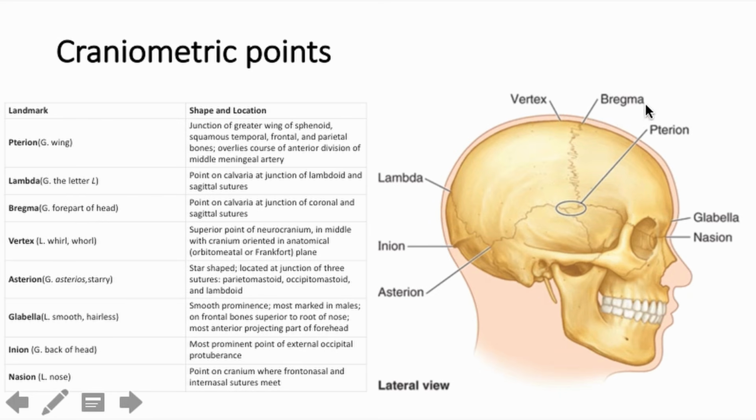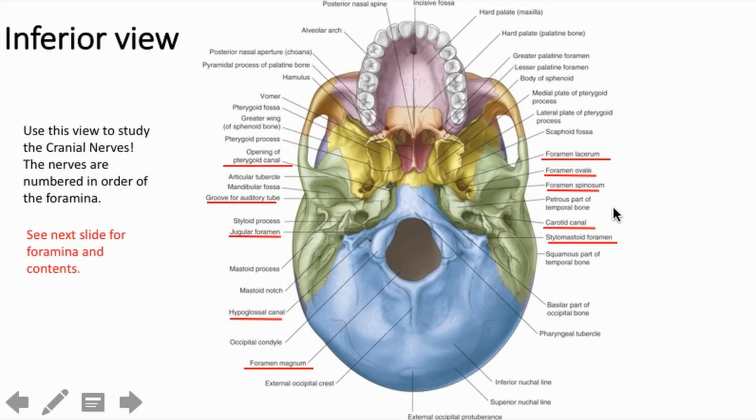Also, when we were talking about the anterior fontanelle, we noticed that it becomes the bregma, and the posterior fontanelle becomes the lambda once they converge together.